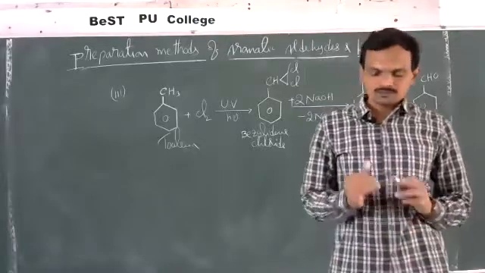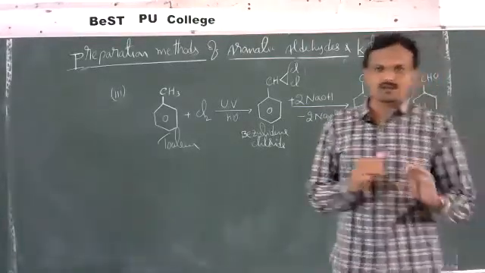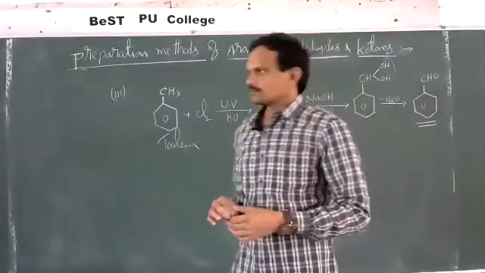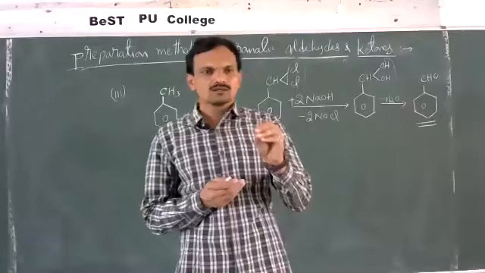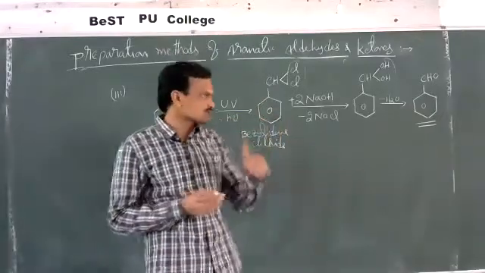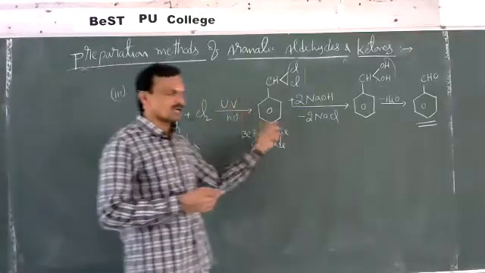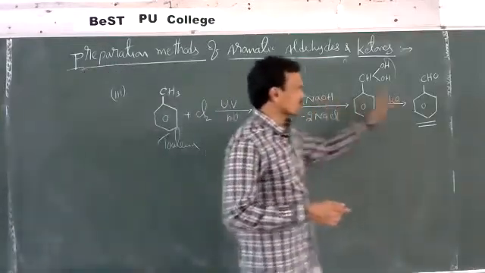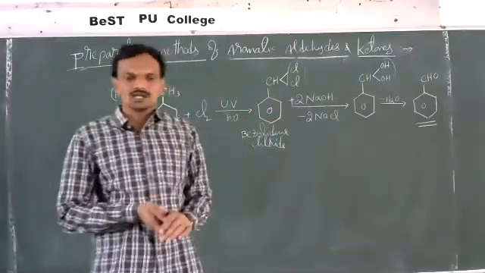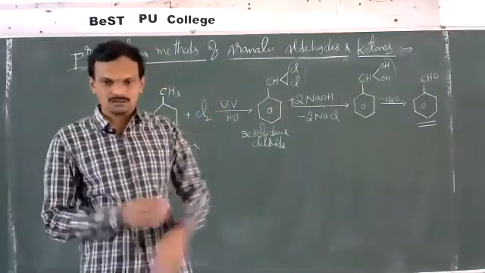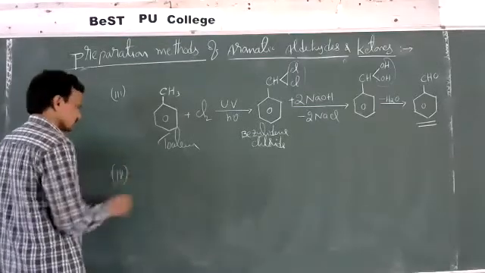These are, first one, addition of chromyl chloride in carbon disulfide followed by hydrolysis. Second one is oxidation of toluene with acetic anhydride and CrO3 gives benzylidene diacetate, which on hydrolysis gives benzaldehyde. Third one is side chain halogenation followed by hydrolysis in alkaline medium gives benzaldehyde. So by these three methods we can produce benzaldehyde from toluene. Next, the fourth preparation method.